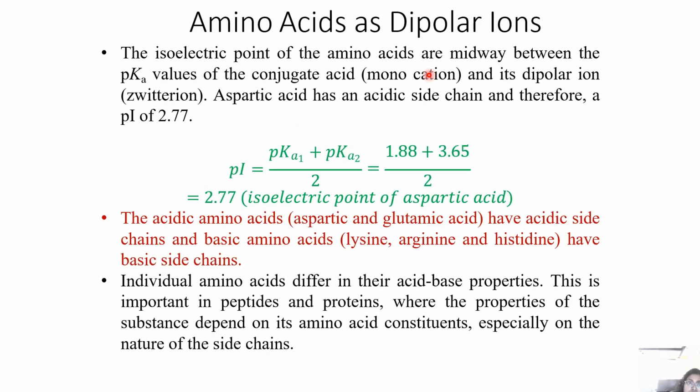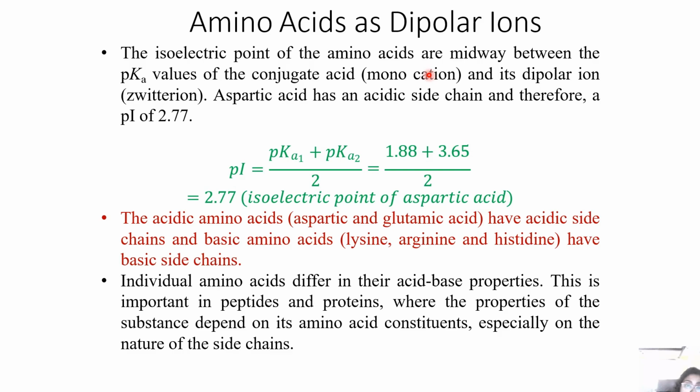Okay. So the isoelectric point of the amino acids are basically midway between the pK values of the conjugate acid, that is the monocation, and its dipolar ion, that is the zwitterion. So aspartic acid has an acidic side chain and therefore a pI of 2.77. The pKa1 and pKa2 values are 1.88 and 3.65 respectively.